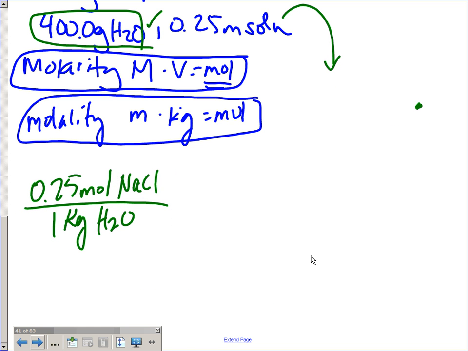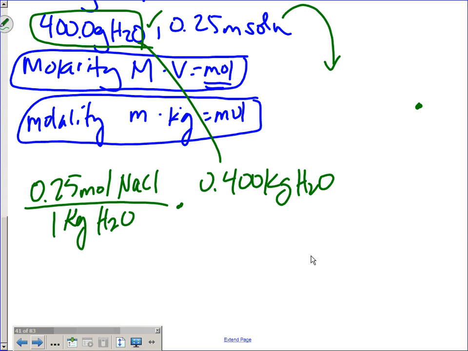So multiply this by my 0.4 kilograms. What cancels? Kilograms. Thank you. And how many moles is that? 0.1. Okay. Yeah, it's 0.1, right? Just trying to get a verification there.